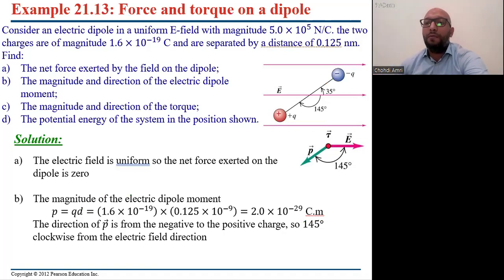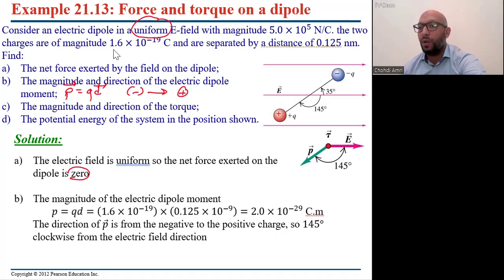At first, what do we have about the field? The field is uniform, and we have an electric dipole. So the force is directly equal to 0. The second question, the magnitude and the direction of the electric dipole moment P. P is equal to Q multiplied by the distance, and points from the negative charge to the positive charge. Let's start with the magnitude. Q times d. Q is 1.6 times 10 power negative 19. The distance is 0.125 nanometer. We multiply both. The product gives 2 times 10 power negative 29 coulomb meter.